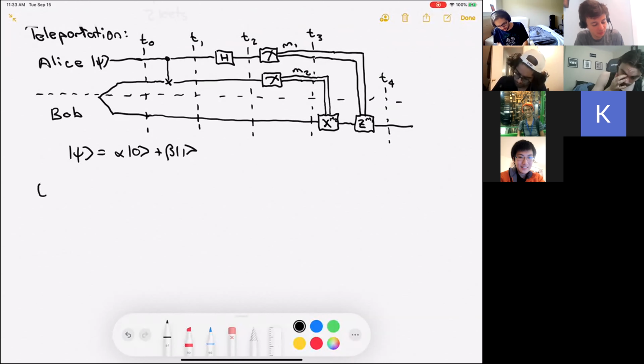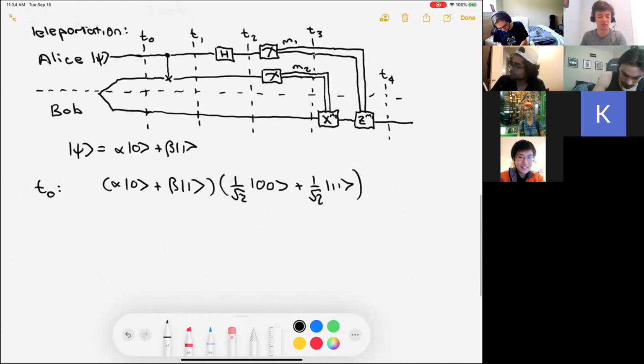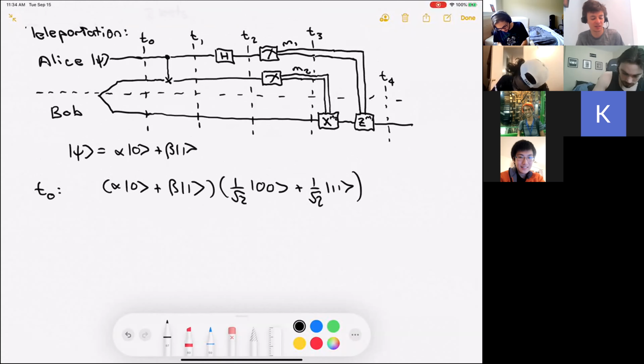Okay, so at T0, our state is alpha 0 plus beta 1, times 1 over square root 2, 00 plus 11. Okay, that's our initial state. Now at T1, we need to have applied a CNOT gate where the control qubit is this initial qubit, the first qubit, and the target qubit is the second qubit. Okay?